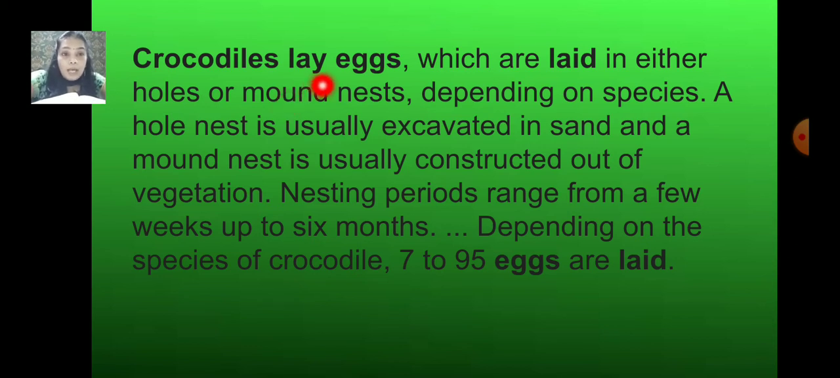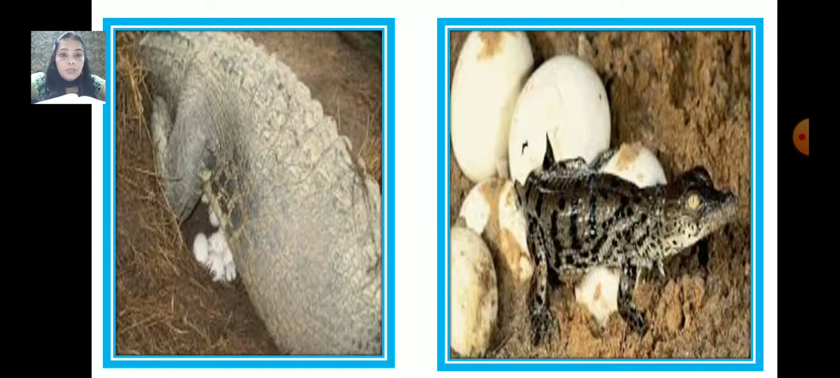Crocodiles lay eggs, which are laid in either holes or mound nests depending on the species. So where do the crocodiles lay eggs? In holes, where there will be mud. The crocodile will make a hole and lay the eggs, as I have shown here. Like this. Okay.